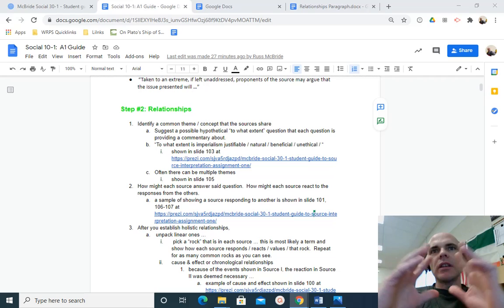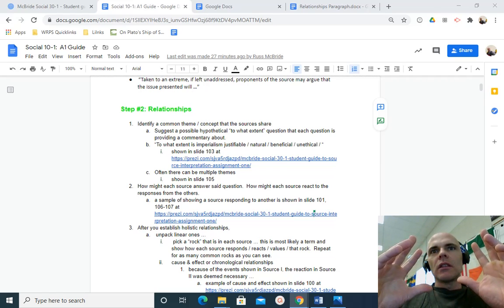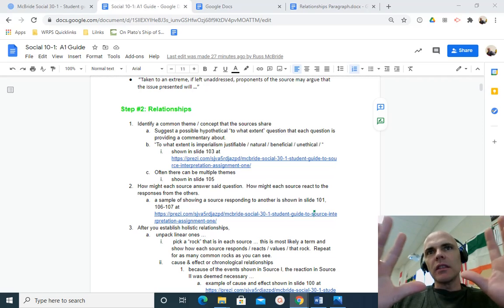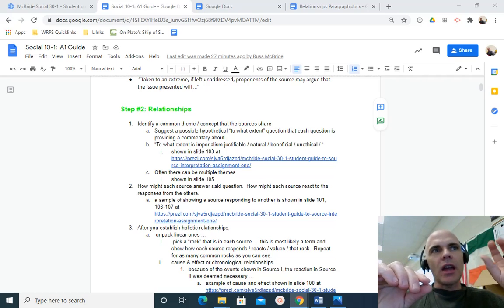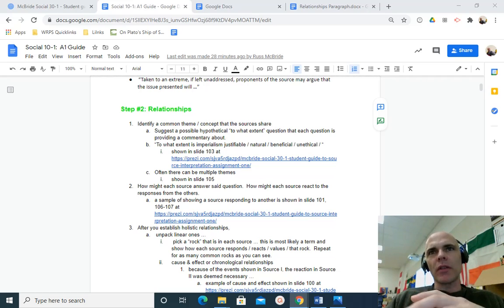And something that we need to start off with is that the relationship paragraph is the paragraph that is most heavily weighted in this assignment. Whereas the other paragraphs have a weighting of 4 marks per source, the relationship paragraph has a weighting of 6. So if any step is going to take a little bit longer, it should be this step.